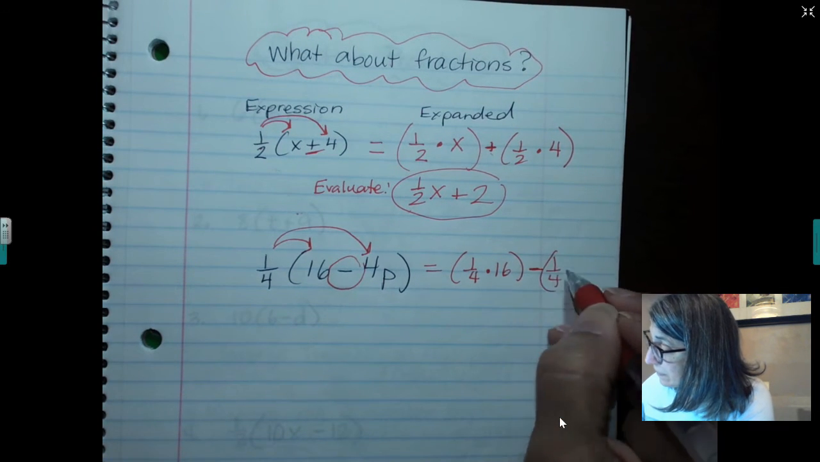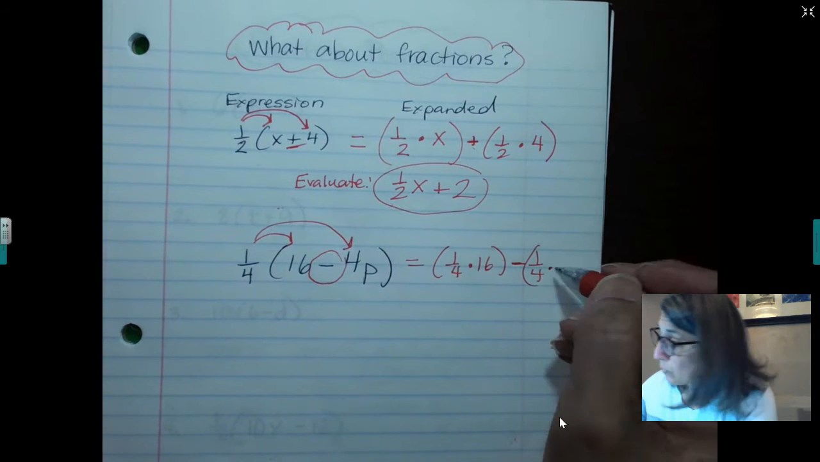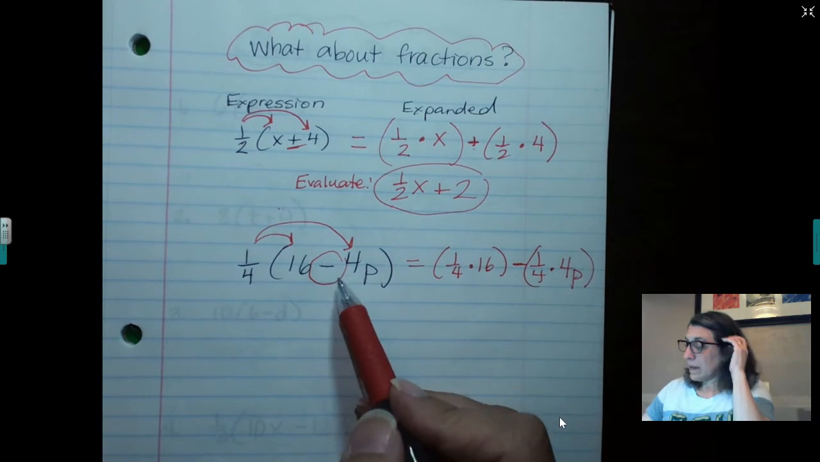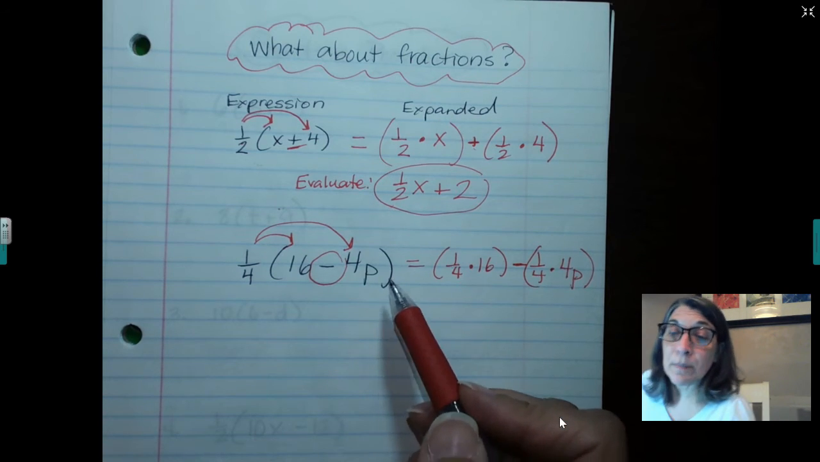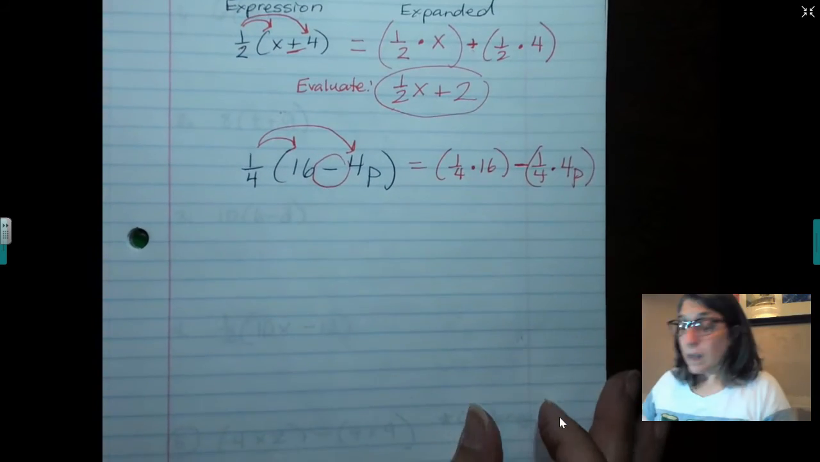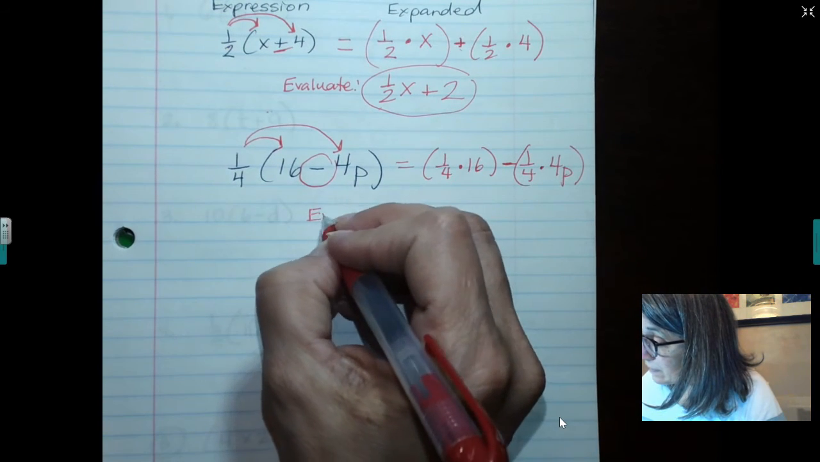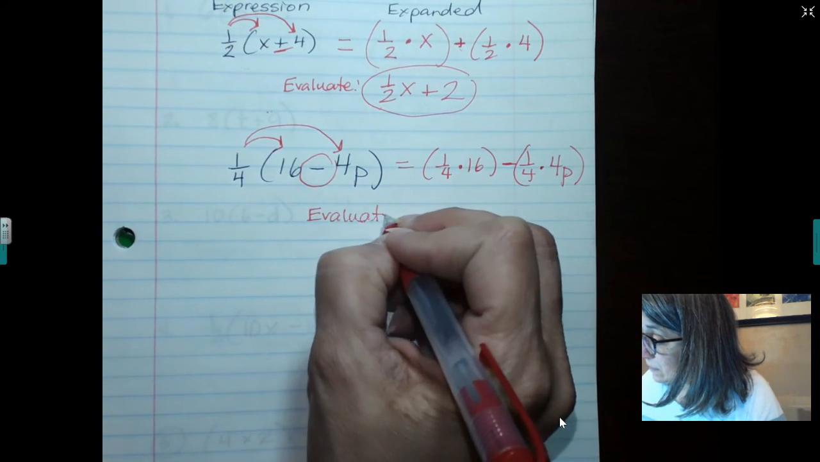1/4 times 4p. Okay, I got to keep the 4p together. I can't separate it out. Okay, then to evaluate it, which is kind of like simplifying in this situation.